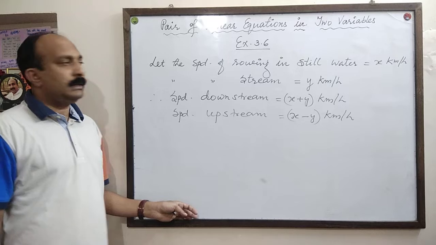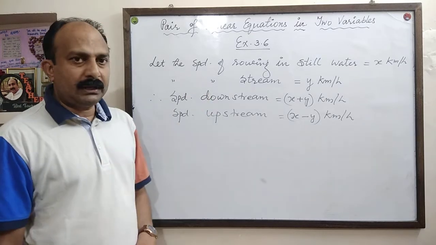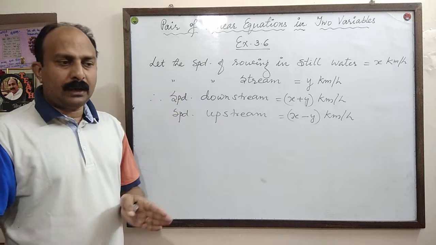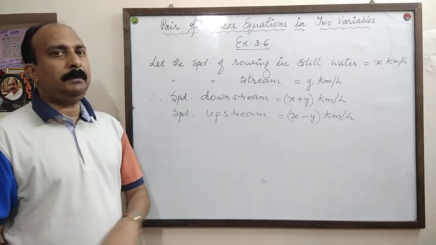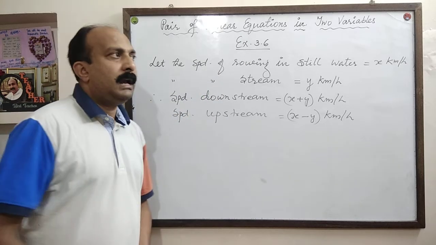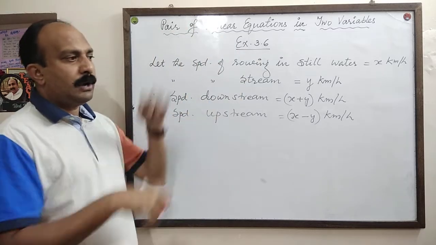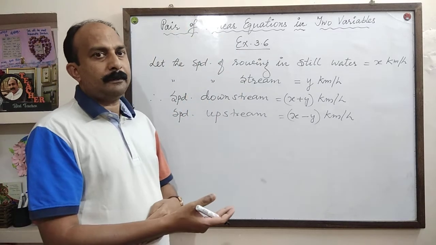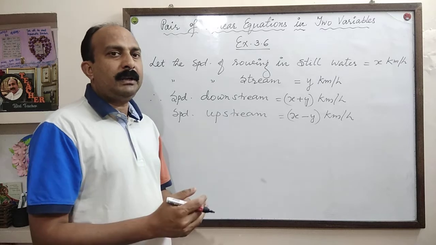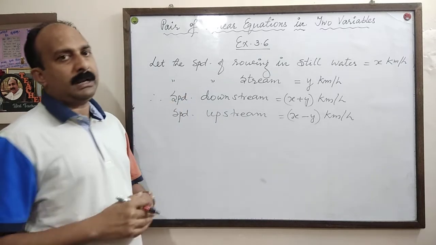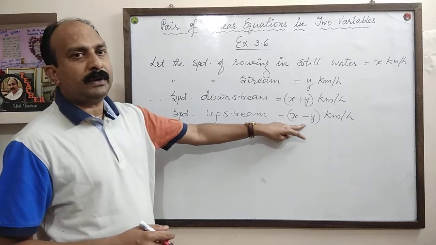This point is to be noted. If the speed in still water is x and the speed of stream is y, while going down, that is downstream speed will be x plus y and upstream speed will be x minus y, because you have to row against the speed of stream. So that y kilometer per hour will be acting in the opposite direction. So it will become x minus y.